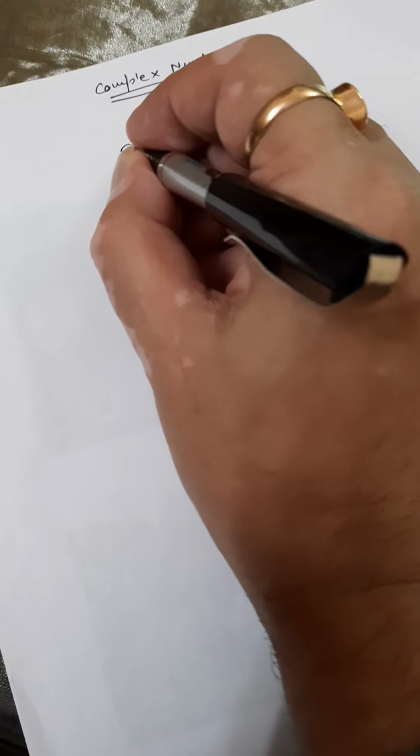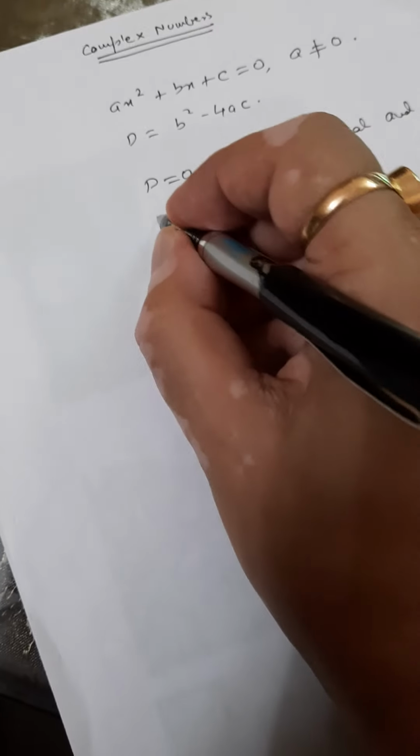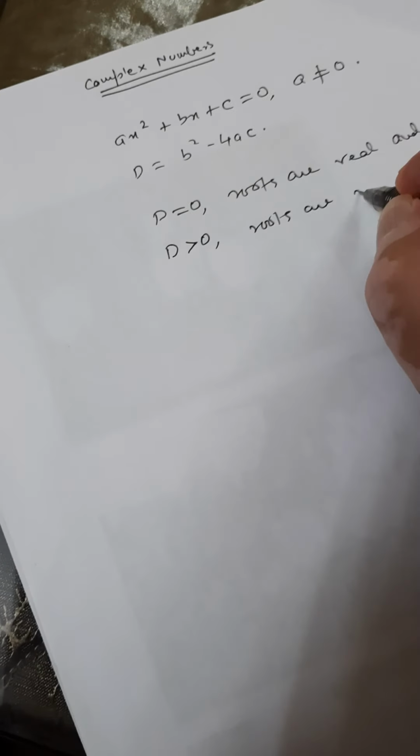See, when you solve a quadratic equation ax square plus bx plus c equals 0, where a is not equal to 0, your discriminant is b square minus 4ac. Now, you have done before that if D equals 0, roots are real and equal, whereas if D is greater than 0, roots are real and unequal.